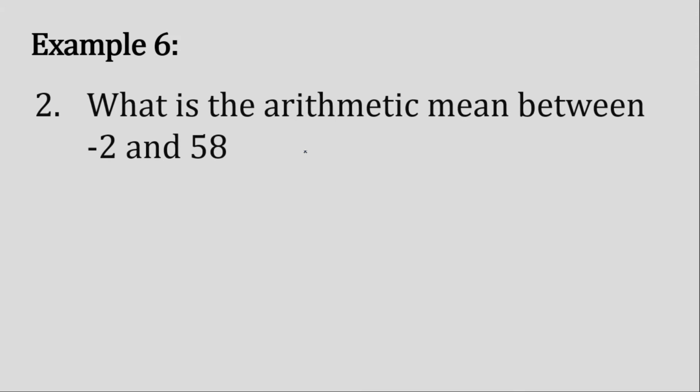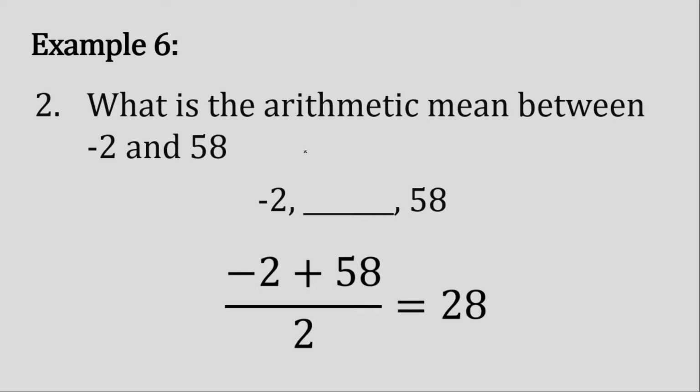Number 2. What is the arithmetic mean between -2 and 58? Same illustration, we need to put a line between them, and let's add -2 and 58. -2 plus 58 is equal to 56. And 56 divided by 2 is 28. Now we have the arithmetic mean of 28.